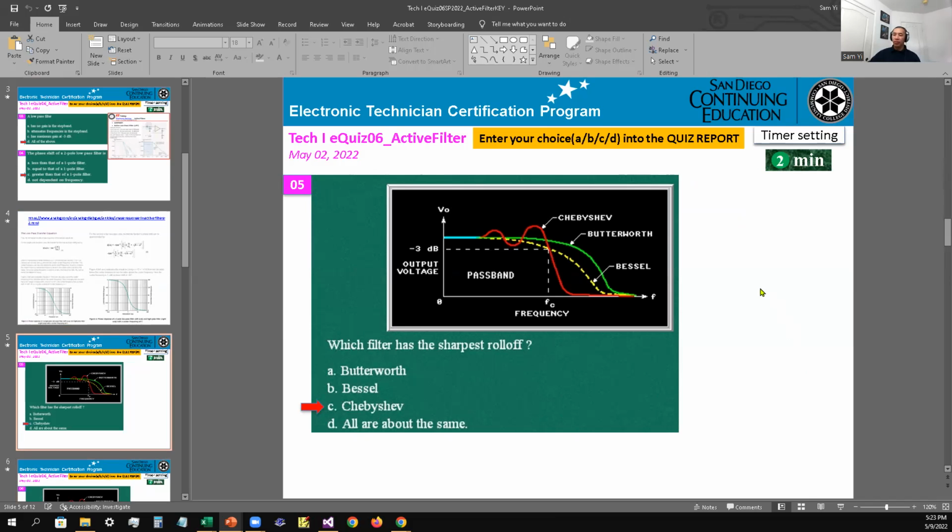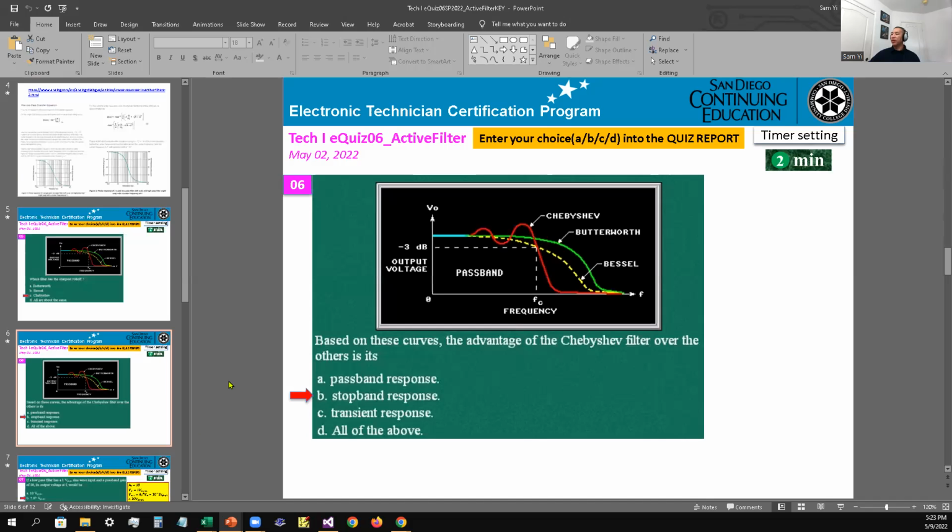Okay, any question on number 5? Okay, no question. Number 6. Based on these curves, the advantage of the JFET filter over the others is mainly the roll off or the stop band response right here, because it's moving close to the ideal. So this is the best one, you see. That's the roll off or the stop band response.